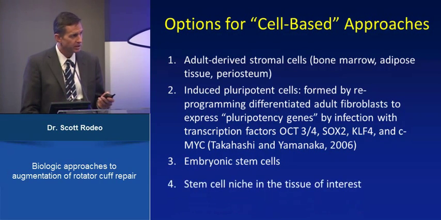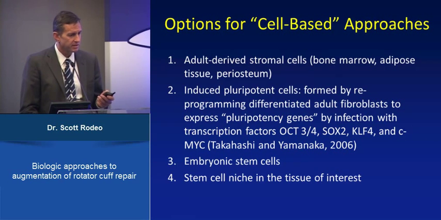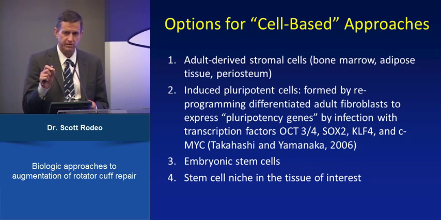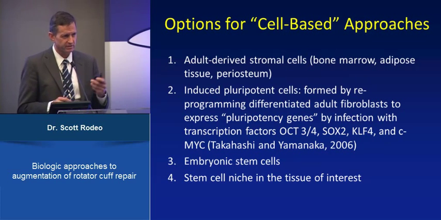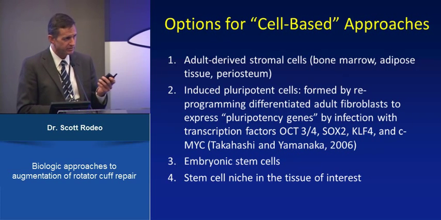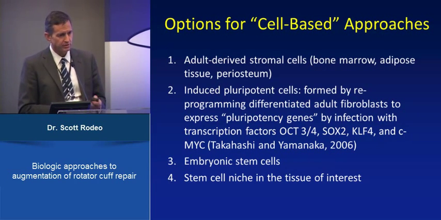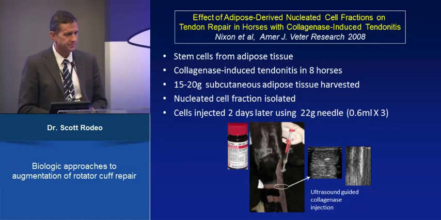And lastly, we do know that there is a stem cell niche in many tissues. Many tissues, including rotator cuff tendon, have intrinsic stem cells. Our challenge is to figure out how to leverage those cells, how to stimulate those cells, how to localize those cells, and have them participate in the repair process.